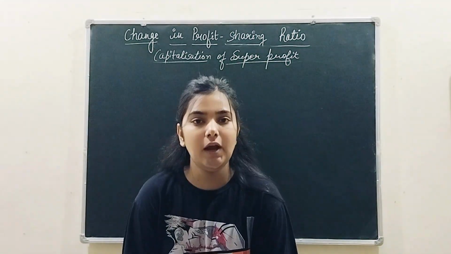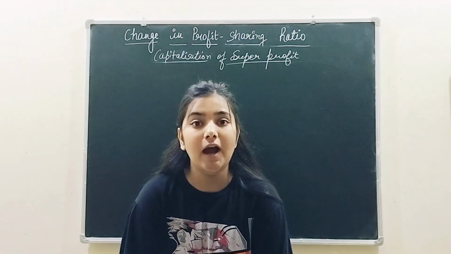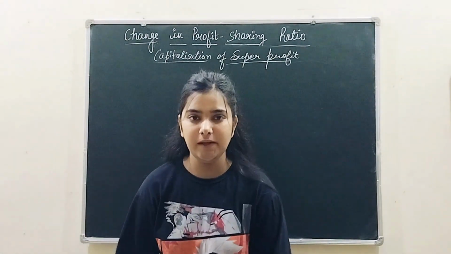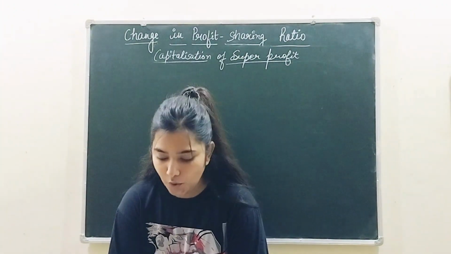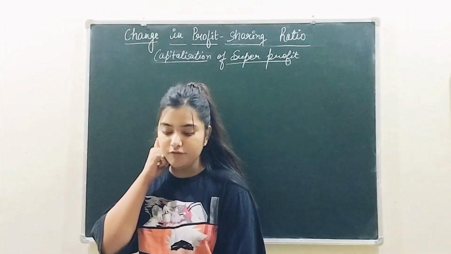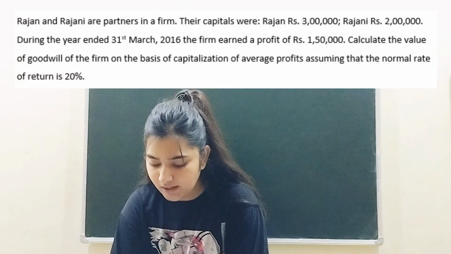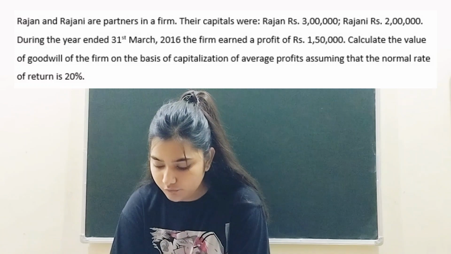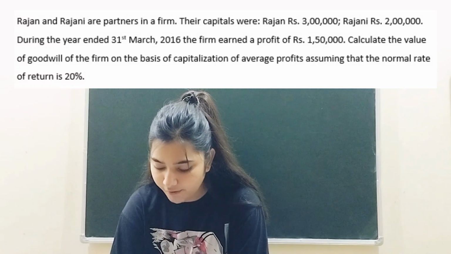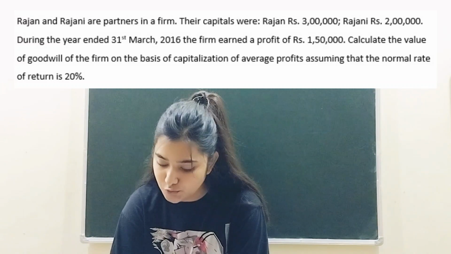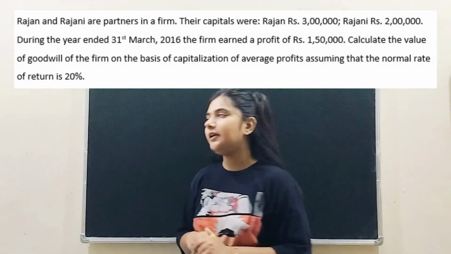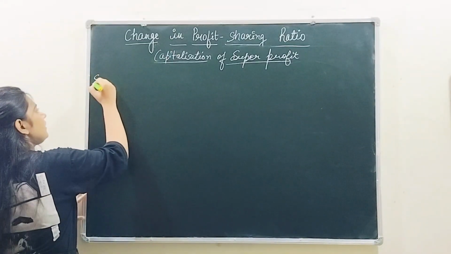Alright. So the same question we are going to take using which we have solved our capitalization of average profit, so that you will be able to compare that method with this method. Question you can see on your screen. Rajan and Rajni are partners in a firm. Their capitals were Rajan 3 lakh, Rajni rupees 2 lakh. During the year ending 31st March 2016, the firm earned a profit of rupees 1.5 lakhs. Calculate the value of goodwill of the firm on the basis of capitalization of super profit, assuming that the normal rate of return is 20%. Right? So start solving the question.